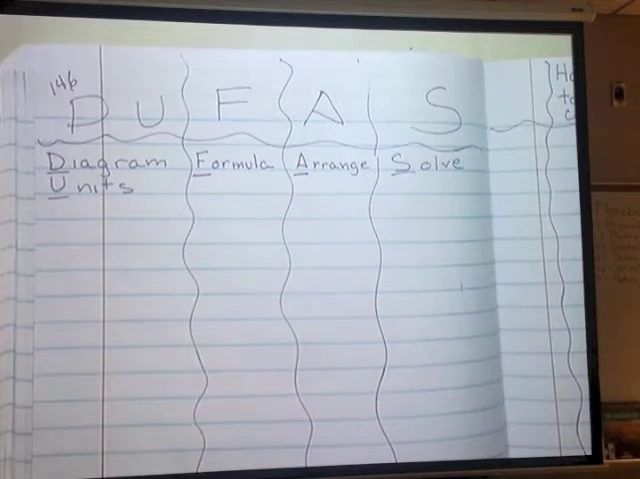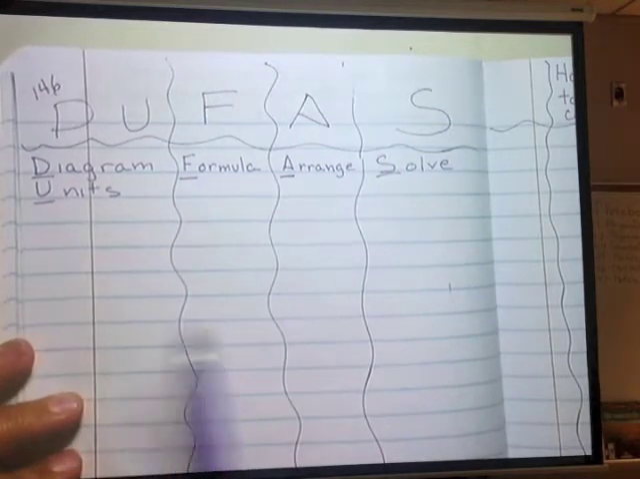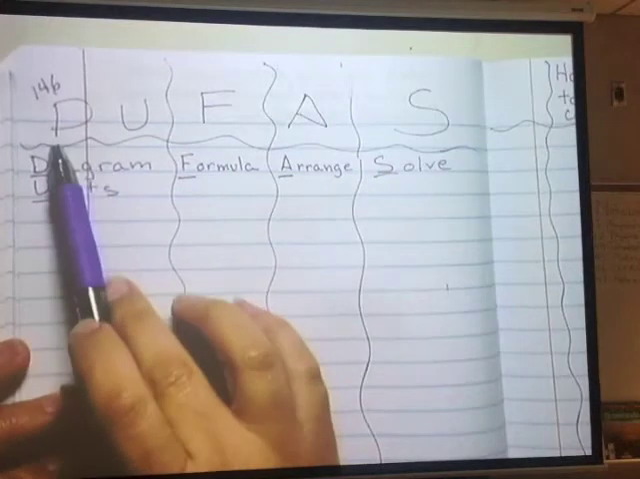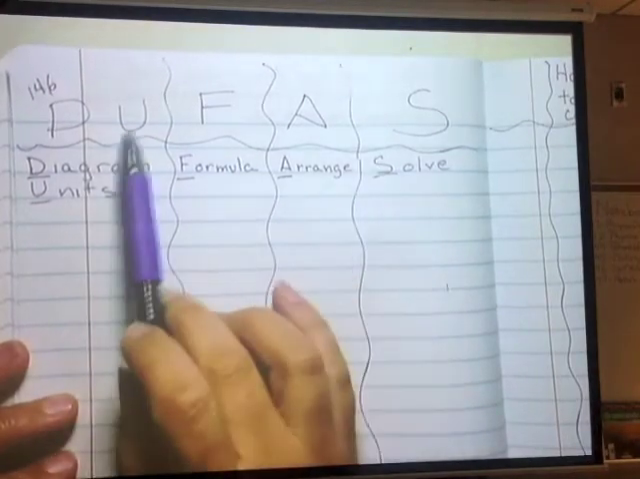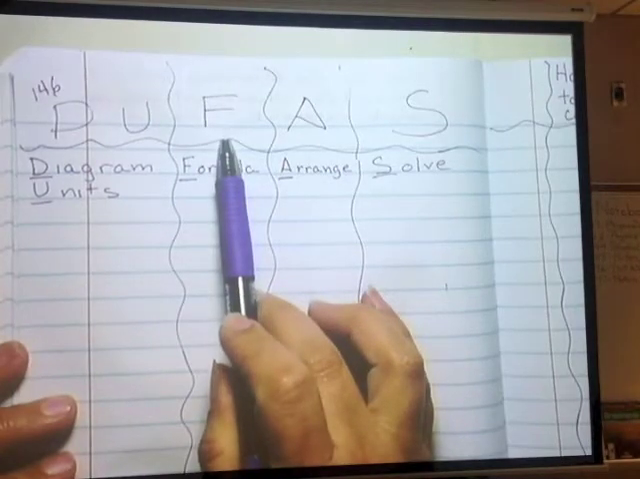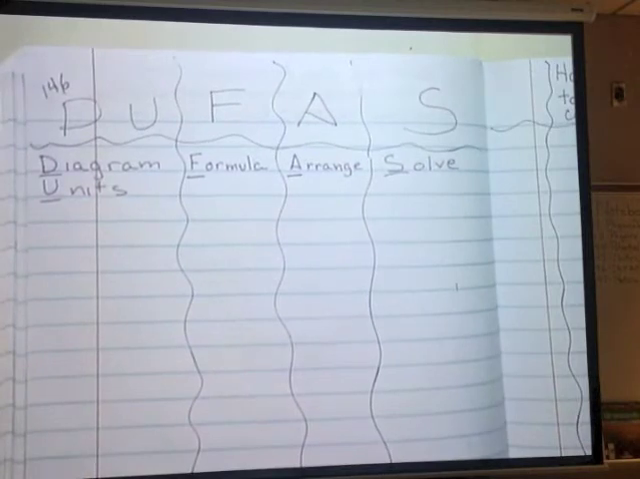On page 146, you're going to divide that page into 4 columns. The top should say DUFAS at the top. The first column should include D and U. The second column F. The third column A. And the fourth column S.